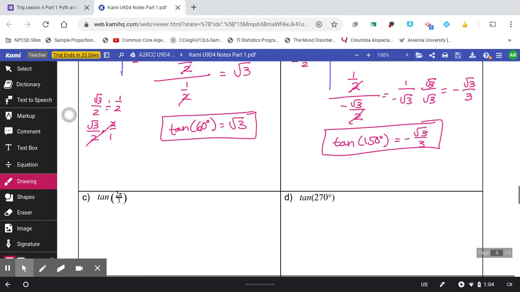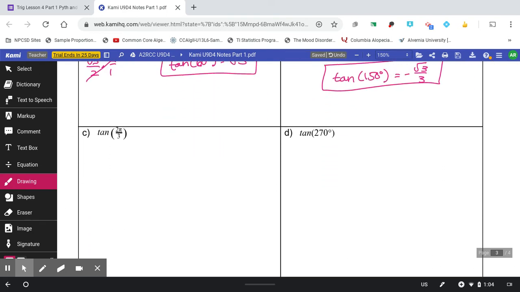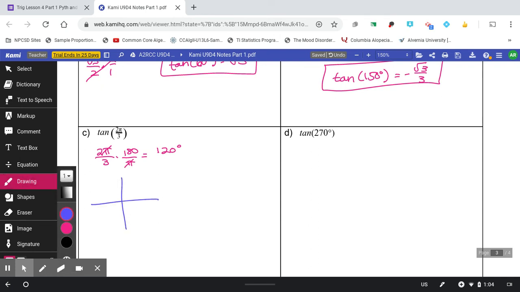Okay, let's keep going. Now this time we have radians instead of degrees. So the first thing I'm going to want to do is multiply that by 180 over pi to see how many degrees that would be. All right, so the pi's are going to cancel out, and I end up with 120 degrees. So I'm really looking for the tangent of 120. So I'm going to go ahead and draw the reference triangle.